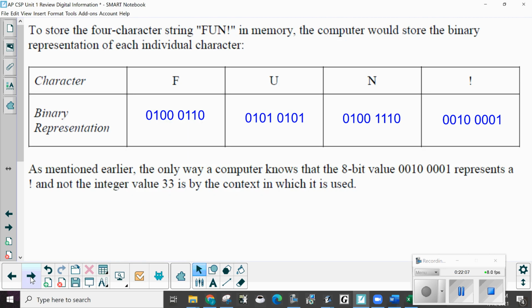Now, to store the 4-character string fun in memory, the computer would store the binary representation of each individual character. So F, U, N, and exclamation point have the following byte definitions. As mentioned earlier, the only way a computer knows that the 8-bit value represents an exclamation point and not the integer value 33 is by context.